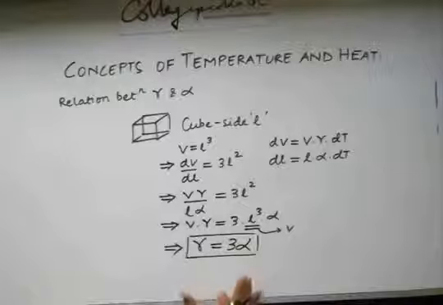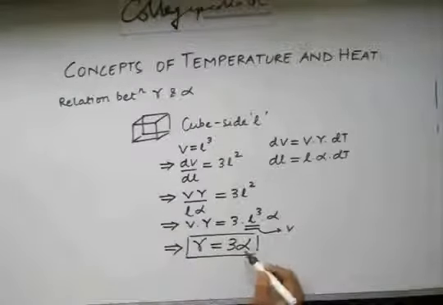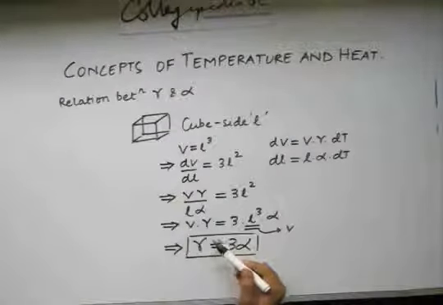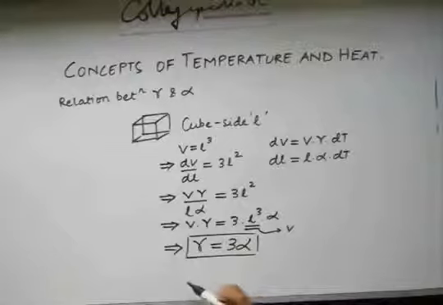This is an important relation we should remember. If we have been provided with alpha somewhere, we can easily find what the gamma will be. And if we are given gamma somewhere, we can easily find what alpha will be.